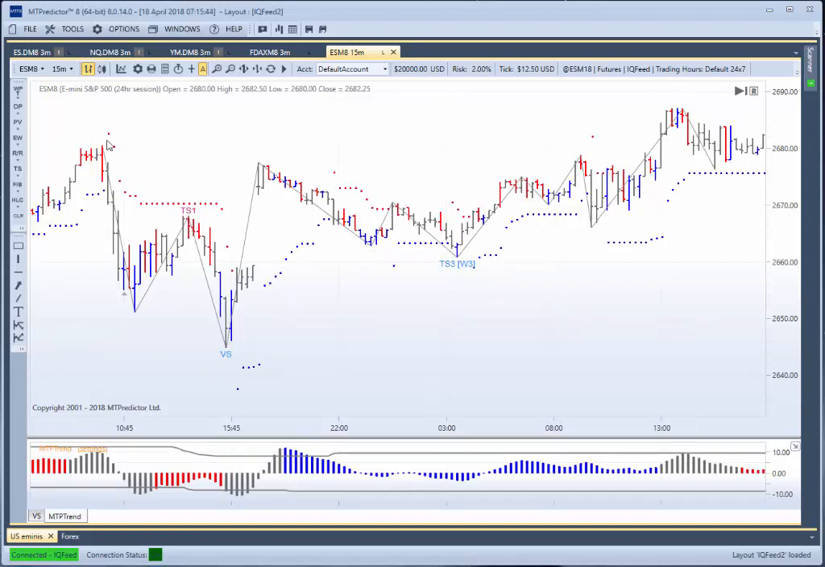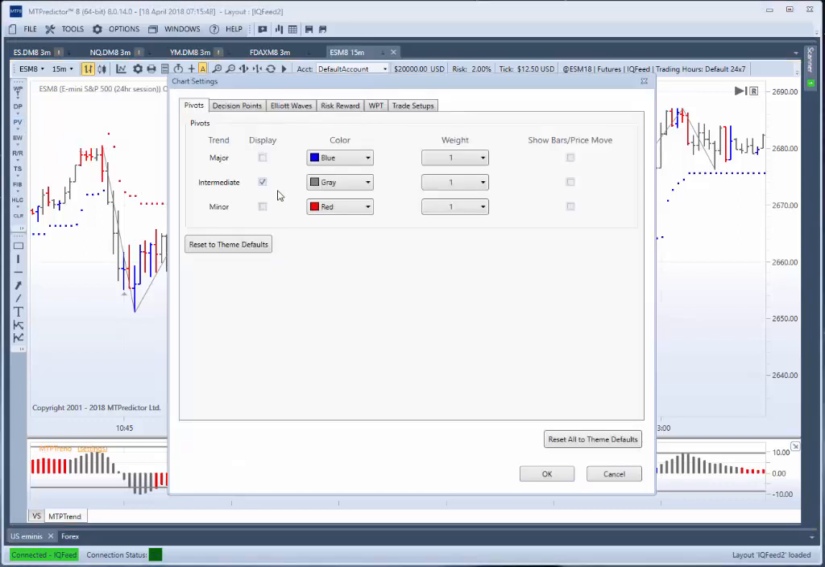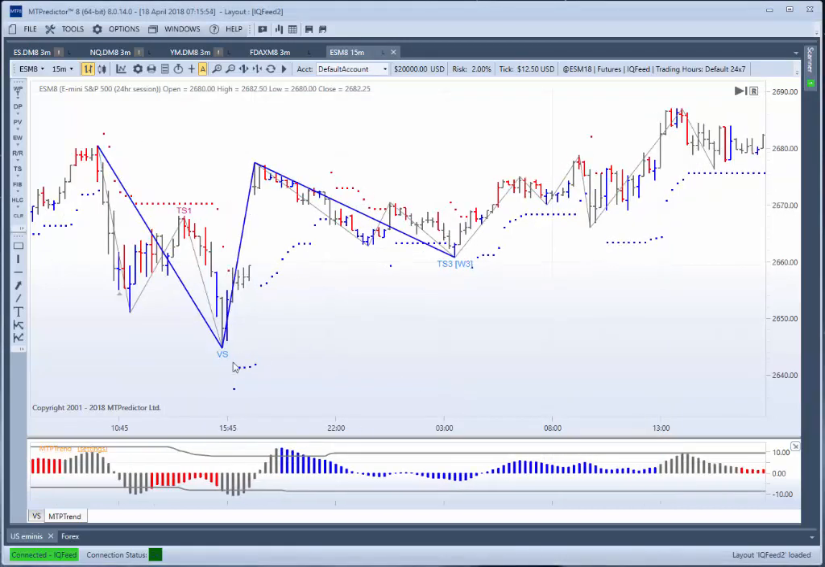Well, if we have a look at our major pivots, I'm just going to put our major pivots on, just make them a bit fatter there. You can see that we had a low here. We had the initial move up, which in Elliott Wave terms would be a Wave 1. Then the initial correction down in Elliott Wave terms would be a Wave 2.